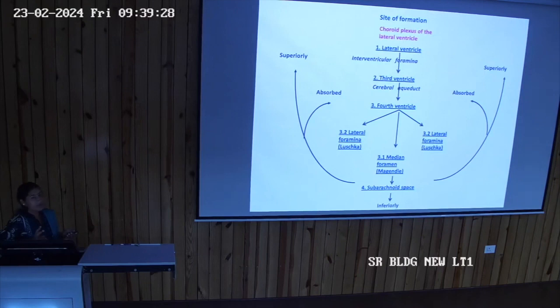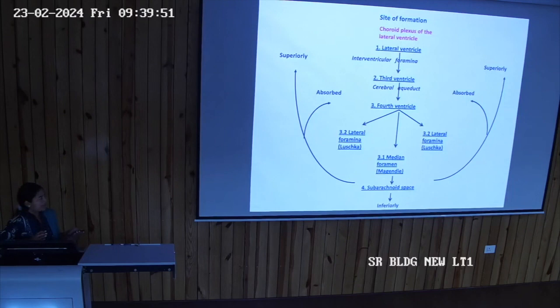The fourth ventricle has median as well as lateral apertures. The lateral apertures are called the foramen of Luschka, and the middle one, the median aperture, is called the foramen of Magendie. Now from there, it reaches the subarachnoid space and down into the central canal.